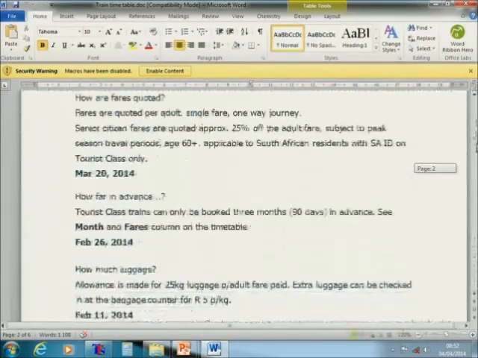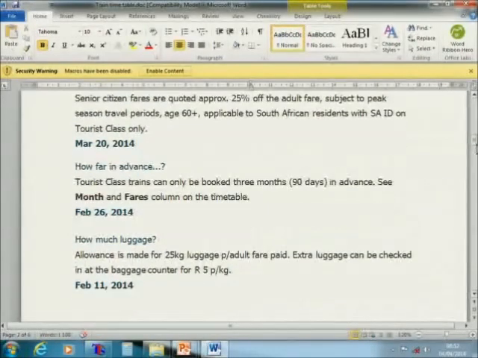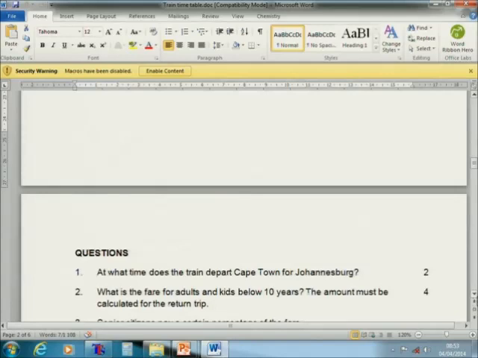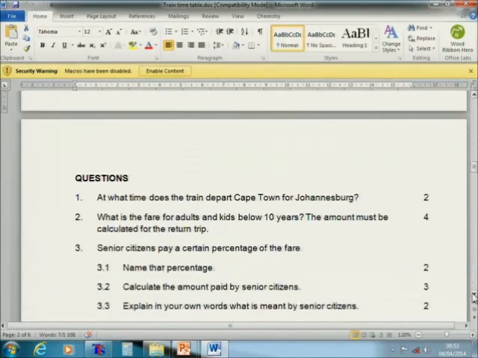This is just like reading a comprehension in English. It's stipulated there that senior citizens' fares are quoted approximately 25%. So when we talk about approximation, we talk about estimations. So the answer to that will be the approximate of 25%. That's how much the senior citizens will pay. That is 3.1. 3.2, calculate now the amount paid by senior citizens.